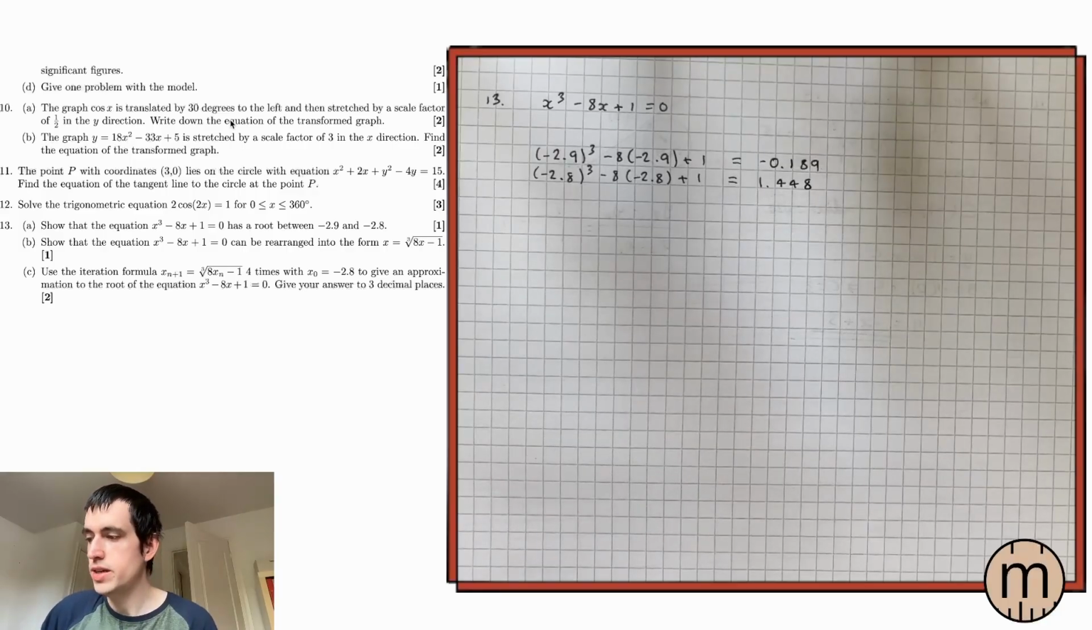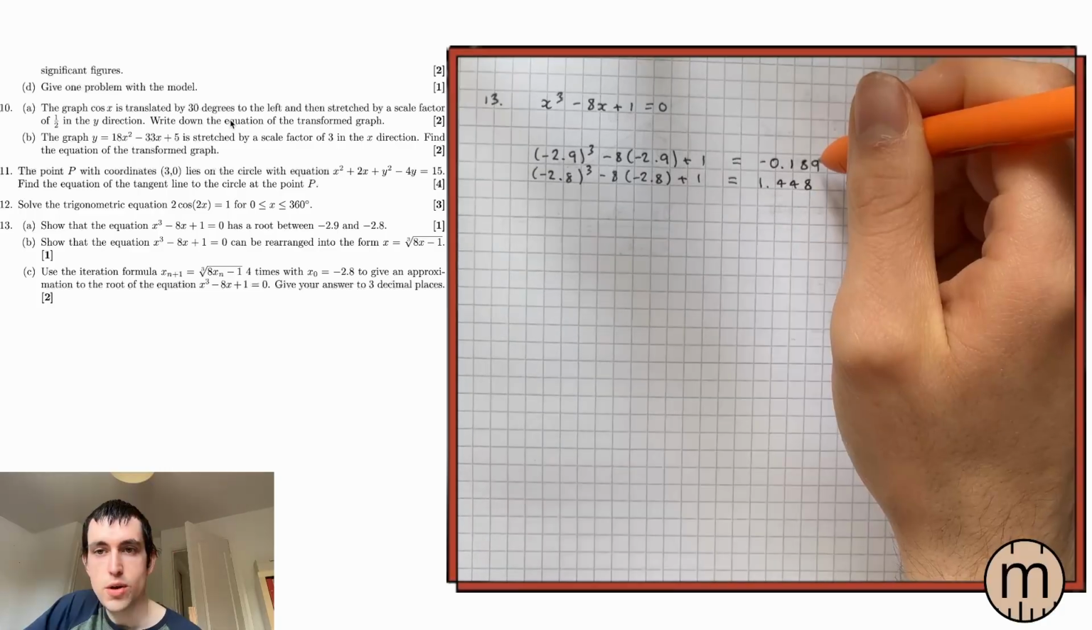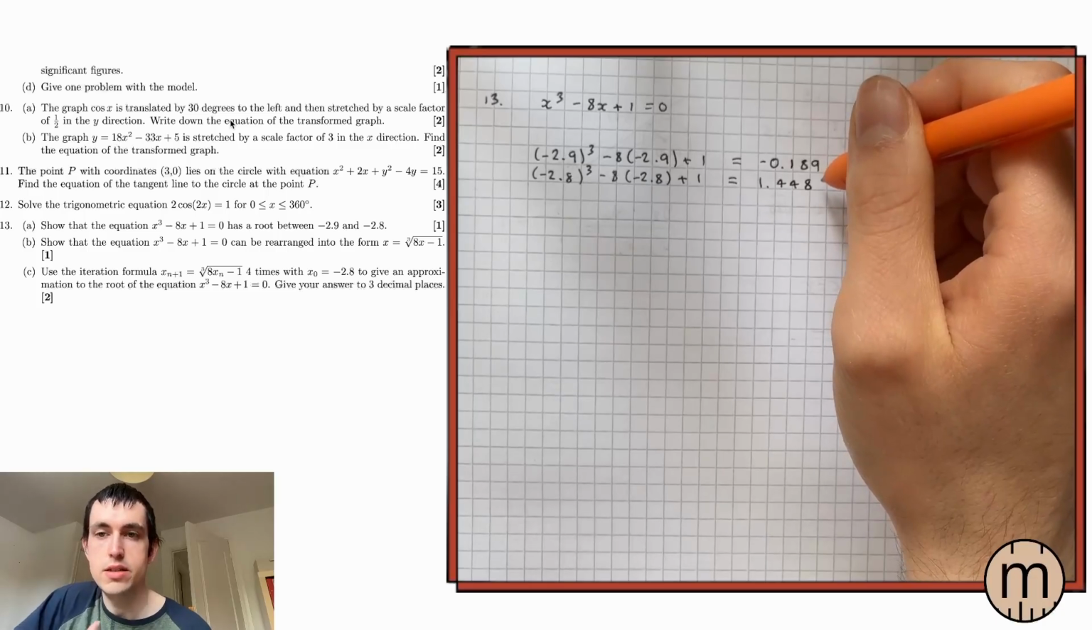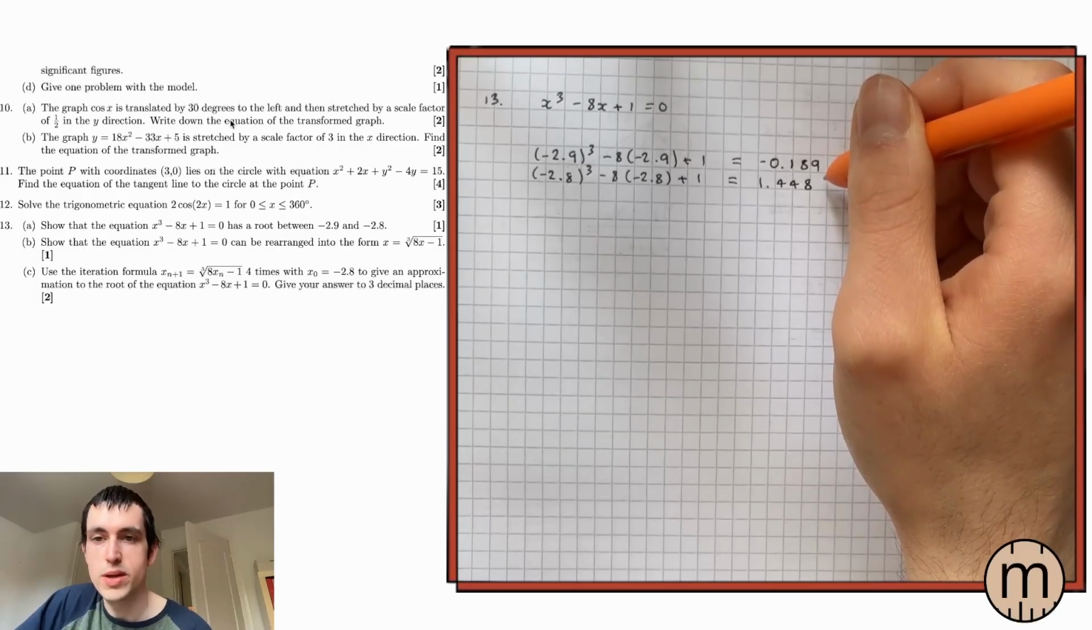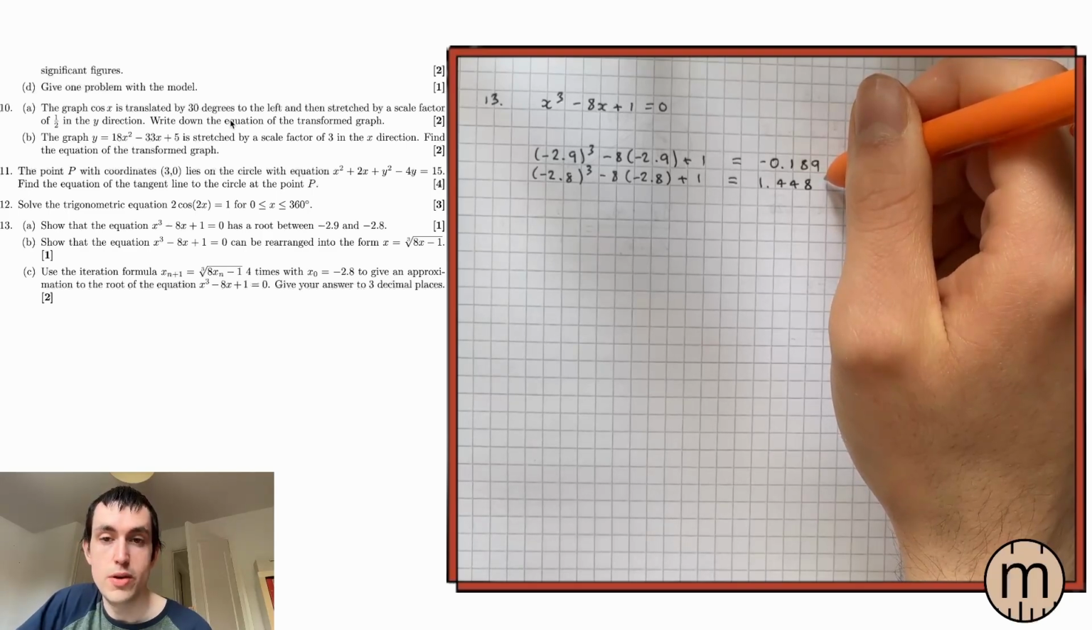That might trigger what you need to do because one of them is positive and one of them is negative. So this top one is negative, the bottom one is positive, and you need to write a sentence something like, there is a change of sign, and the function is continuous, therefore there is a root between minus 2.9 and minus 2.8. So I know it's a bit of a wordy question, but if you want to get the marks, you have to write that wording down. I'm just looking at the marks I set here. Probably it would be worth 2 marks if this came up on your actual test.